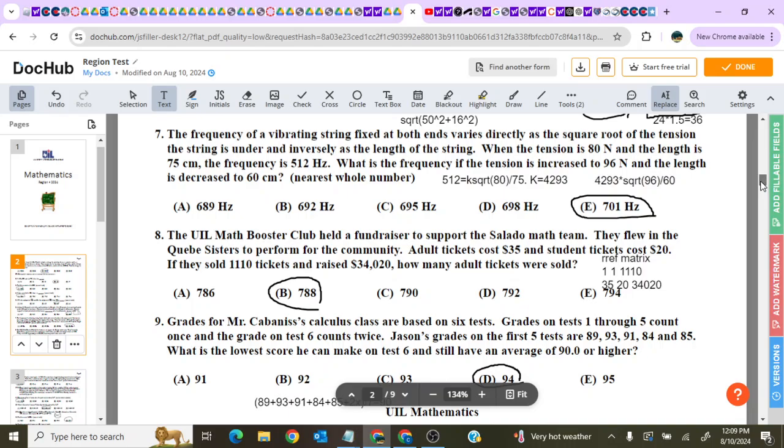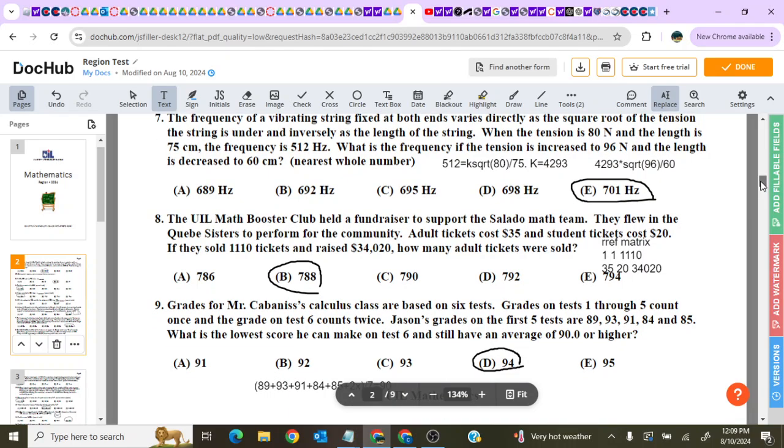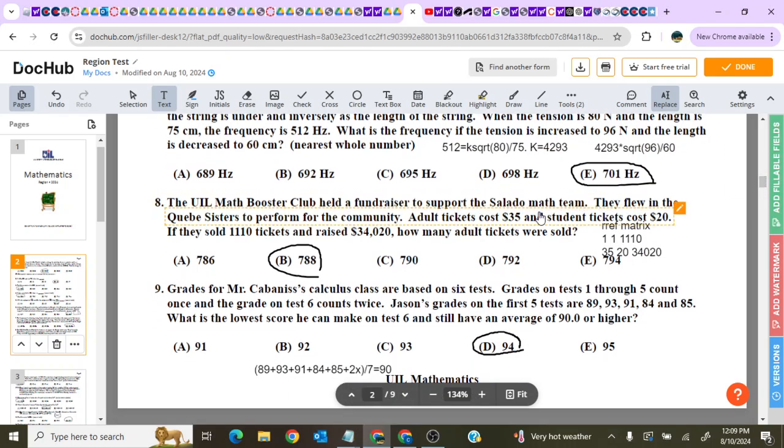UIL Math Booster Club held a fundraiser to support the Salado math team. They flew to perform for the ceremony. Adult tickets cost $35. Student tickets cost $20. They sold 1,110 tickets and raised $34,020. How many adult tickets were sold?